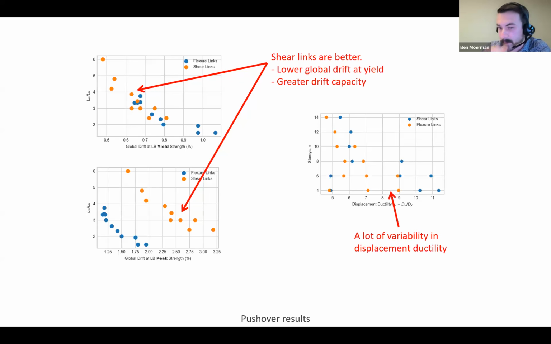So similar for this system. Another thing that we saw was there's a lot of variability in displacement ductility, and that's why I think we need a force-based iterative approach for the design of these systems. There's just too much variation in how much displacement ductility the system has.